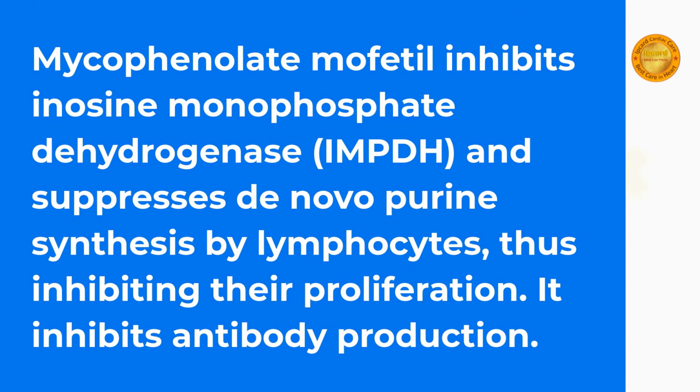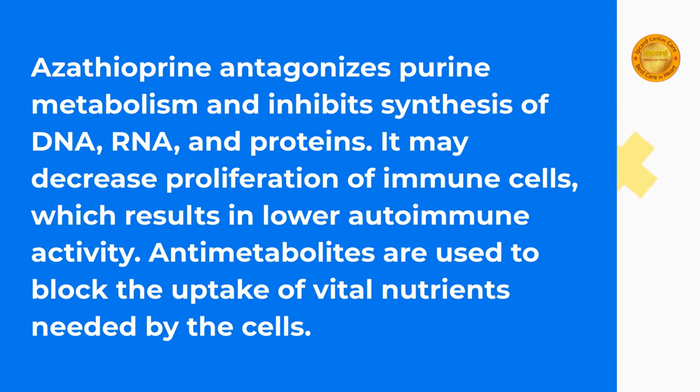Mycophenolate mofetil inhibits inosine monophosphate dehydrogenase, IMPT, and suppresses de novo purine synthesis by lymphocytes, thus inhibiting their proliferation. It inhibits antibody production. Azathioprine antagonizes purine metabolism and inhibits synthesis of DNA, RNA, and proteins. It may decrease proliferation of immune cells, which results in lower autoimmune activity. Antimetabolites are used to block the uptake of vital nutrients needed by the cells.